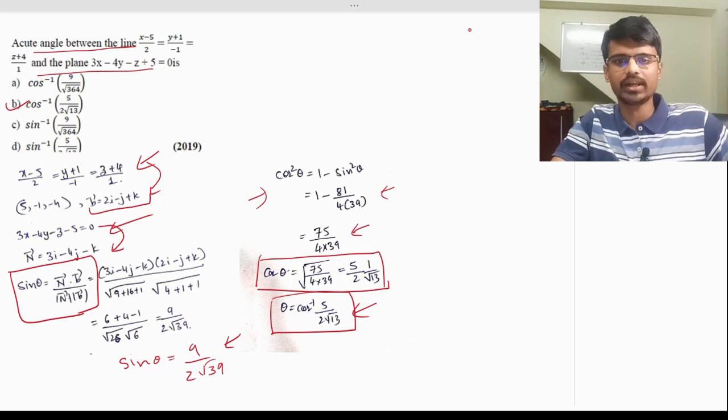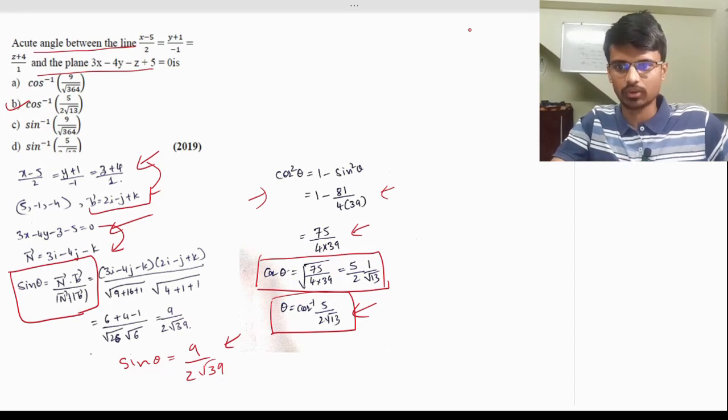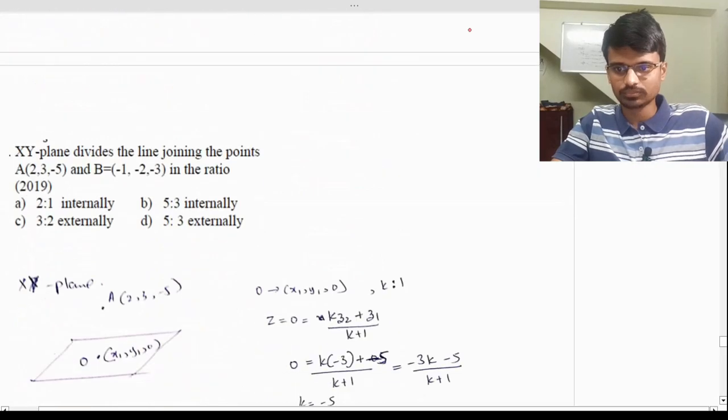This question can take slightly more time, maybe 1 minute 20 seconds to solve, not more than that. But if you know what to do, you will be able to solve it much faster. You don't need to think: this is the given thing, I know the direct formula, I can substitute and find out. Okay, moving on.